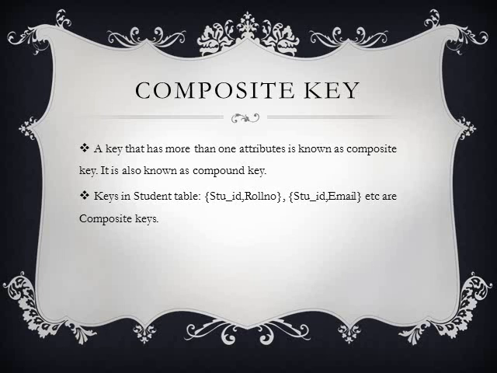Composite key has multiple attributes. Any key such as super key, primary key, candidate key can be called a composite key if it has more than one attribute. In our case, student ID and roll number, student ID and email, all are composite keys.